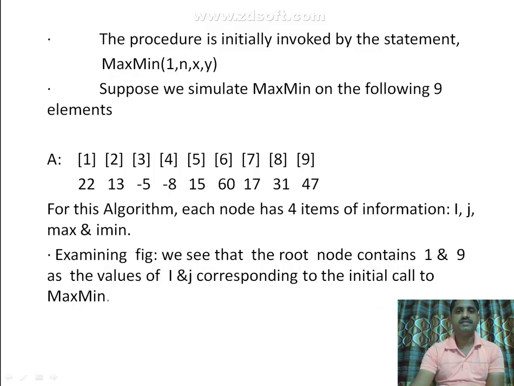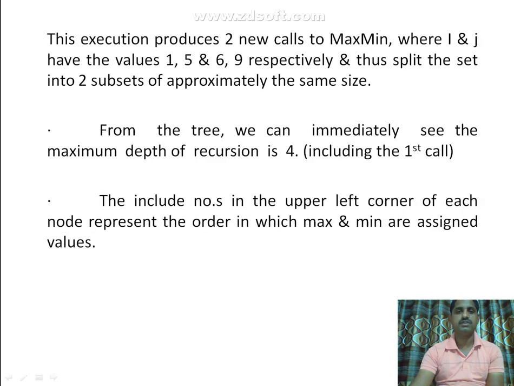See, the procedure is initially invoked by the statement MaxMin of 1, n, x, y. Suppose we simulate MaxMin on the following 9 elements: 22, 13, minus 5, minus 8, 15, 60, 17, 31, 47. For this algorithm, each node has 4 items of information: i, j, max and min. For example, the root node contains 1 and 9 as the values of i and j, corresponding to the initial call to MaxMin.